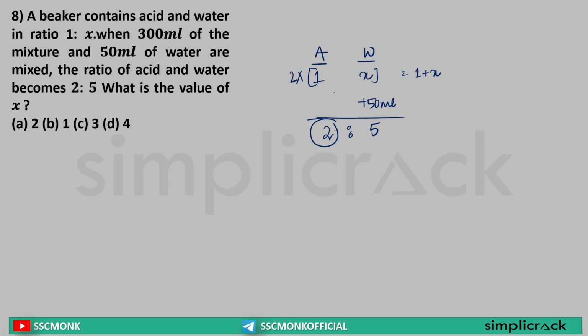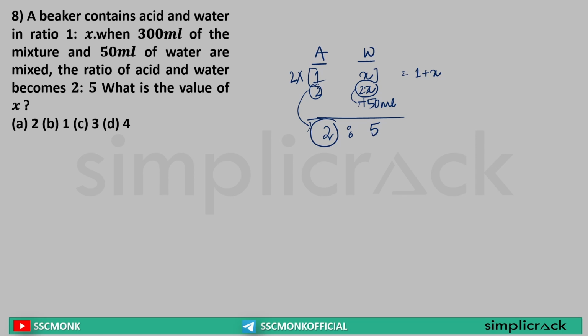So I will multiply by 2. So this is 2 into 2, this is 2x. So what happened? Sir, here 2 equalized. Sir, 2x was the initial quantity, and with the initial quantity I added 50 liter of water and it became 5 parts. Clear?